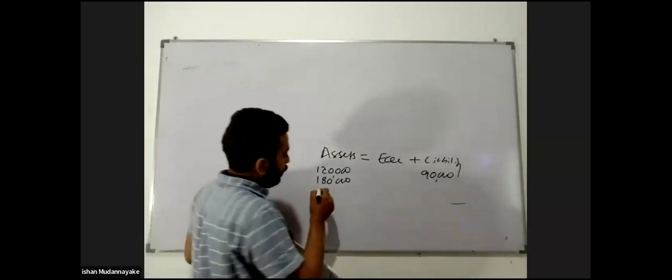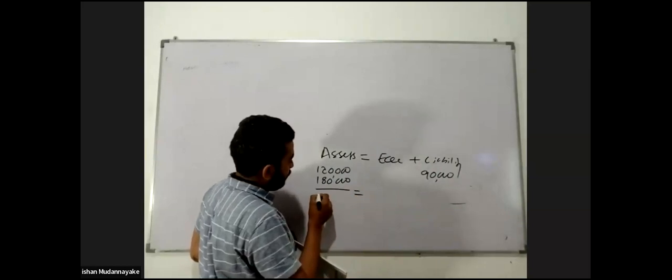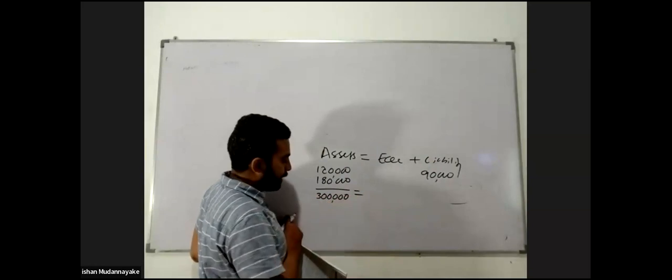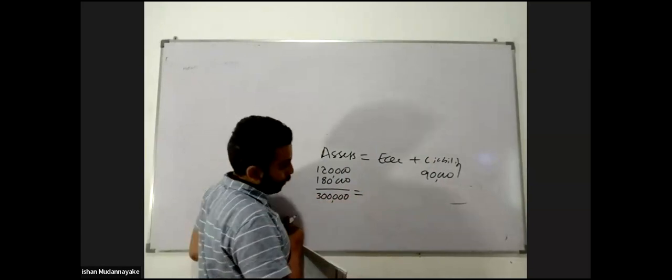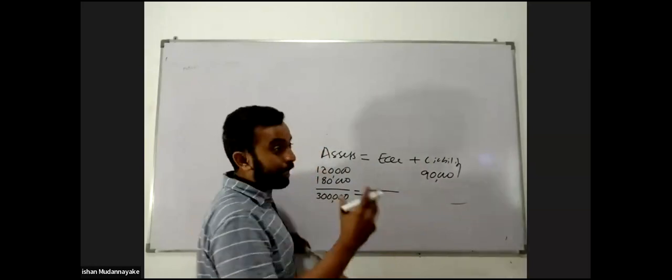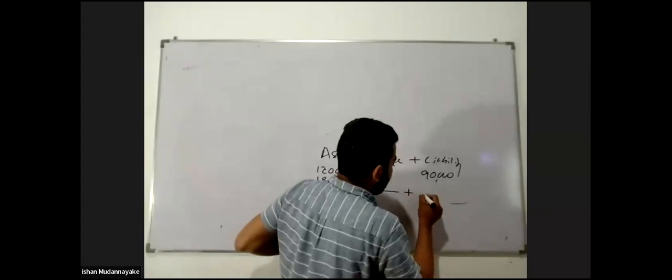Now here, opening assets of the business, how much? Opening assets 300,000. Opening equity, you need to calculate. Opening equity means opening capital. And then opening liability 90,000.